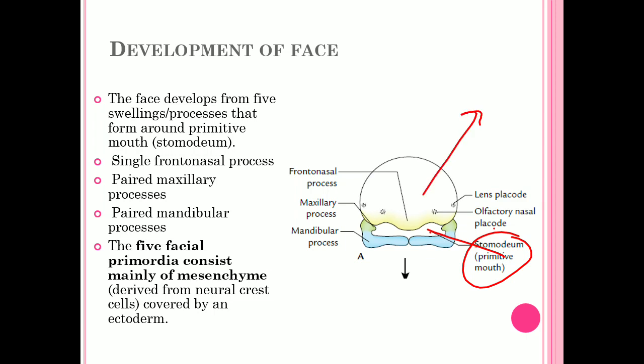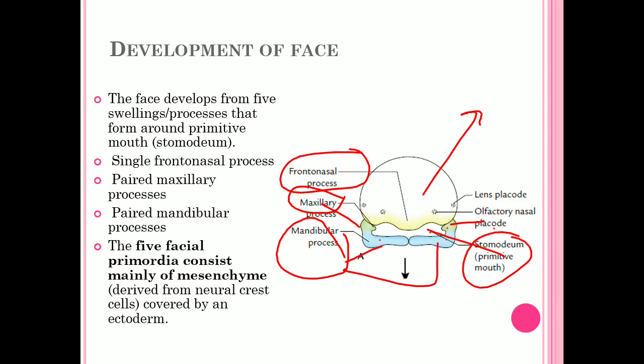First one is the frontonasal process. Second, which is the greenish one, that is maxillary process. 2 maxillary processes are there, and bluish one is the paired mandibular process. So 1 frontonasal process, 2 maxillary processes, and 2 mandibular processes. So 5 processes are there which form the face, and these 5 facial primordia or the processes, they are made up of mesenchyme or the mesoderm and covered by ectoderm.